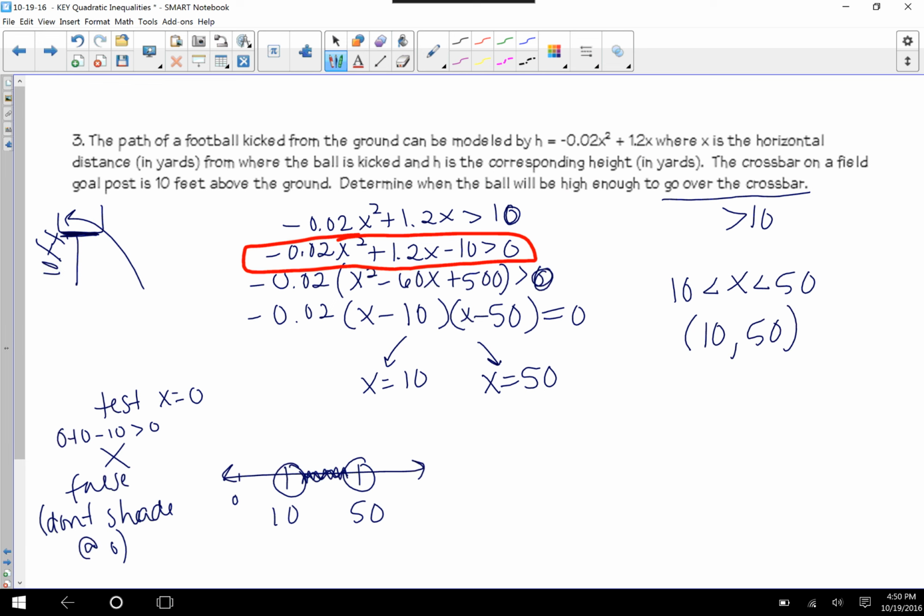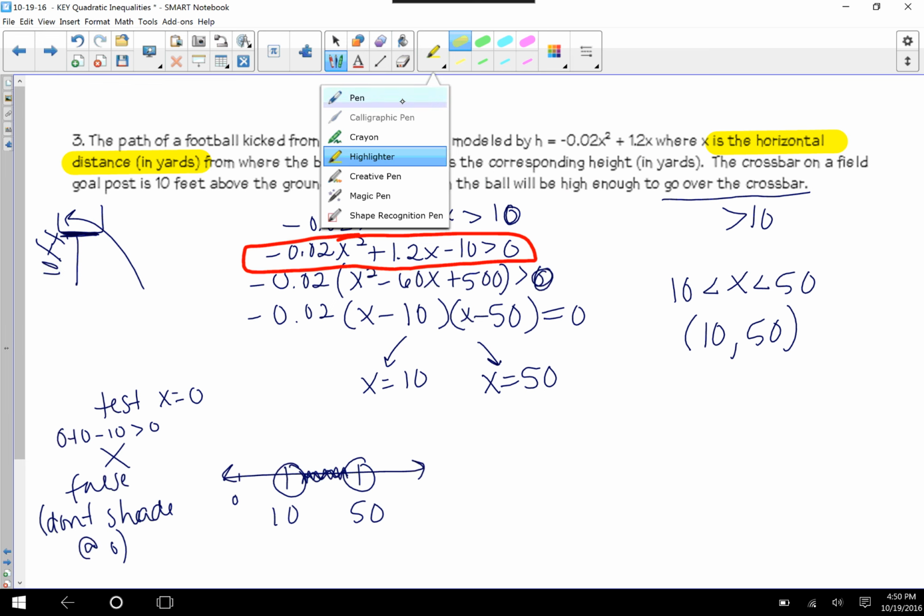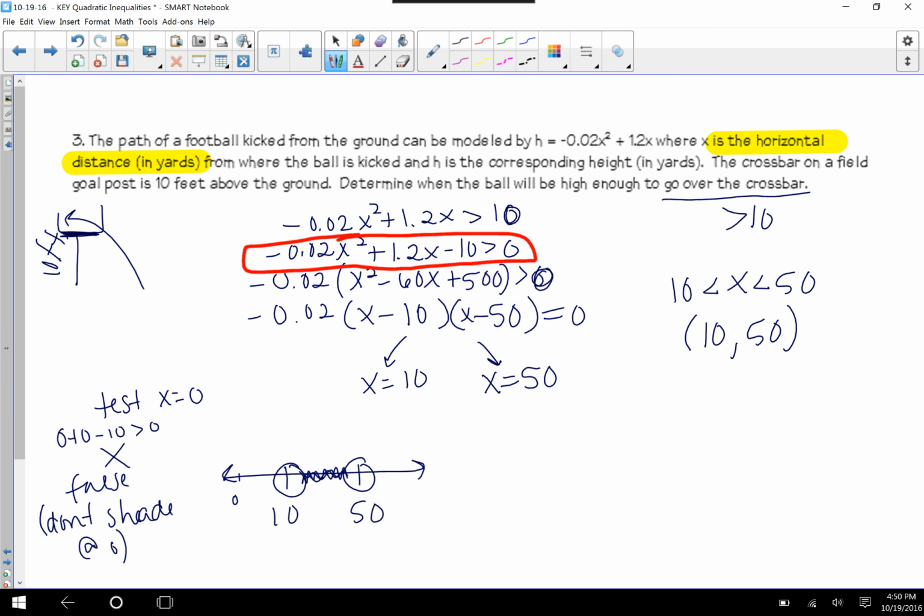10, 50. So we've got our inequality notation and our interval notation. So the question is saying, determine when the ball will be high enough to go over the crossbar. X is representing, if we go back and look right here, the horizontal distance in yards. Horizontal distance is how far the ball has traveled. So how far is the ball going to need to travel in order for it to go through that crossbar? When's it going to be at that height?